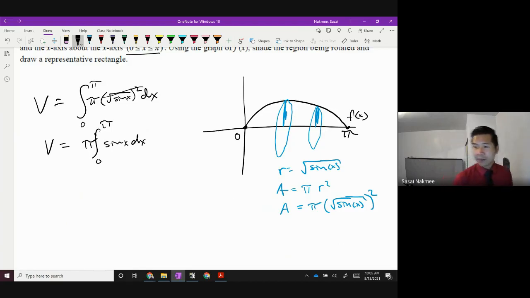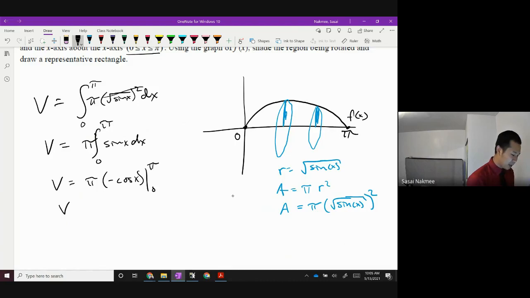And sine of x dx, the integral of sine, does everybody know what the integral of sine is? What's the antiderivative of sine? Negative cosine. Good job. That's what I was hoping to see. The derivative of sine is cosine. The antiderivative of sine is negative cosine. Good. This, of course, is being evaluated from 0 to pi.